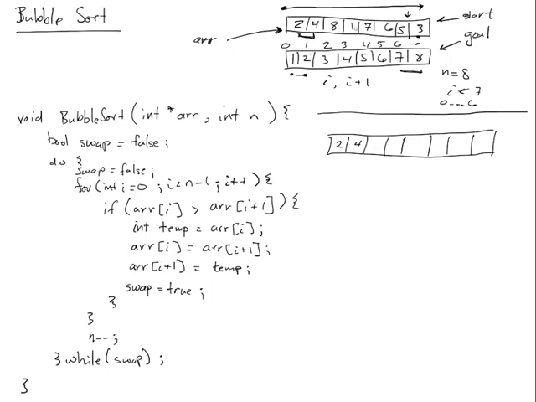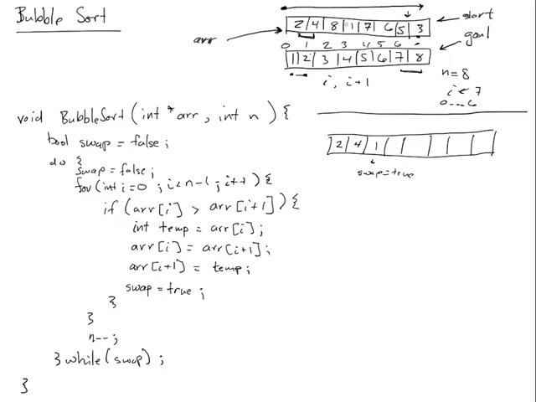8 and 1. 8 and 1, they are not in the right order. All right, so we already know that at this point, right here, I'll just put a little arrow, that swap goes equal to true. All right, and then we're going to switch the position of 8 and 1. So I'm going to put a 1 right there.